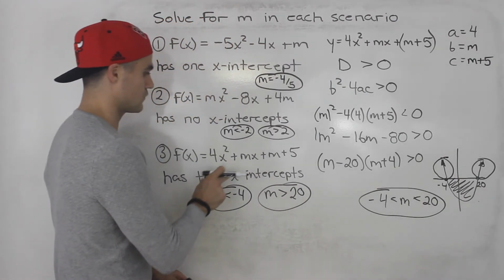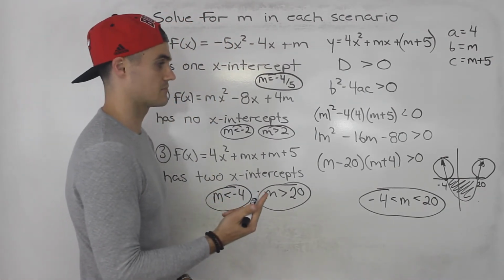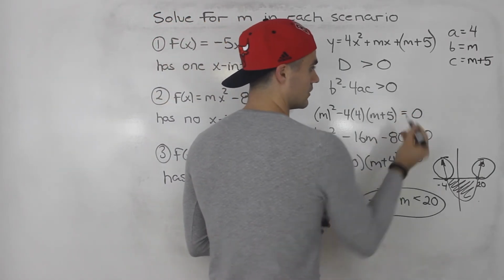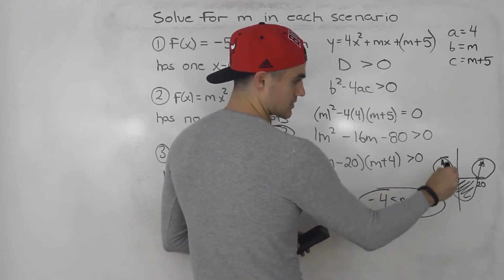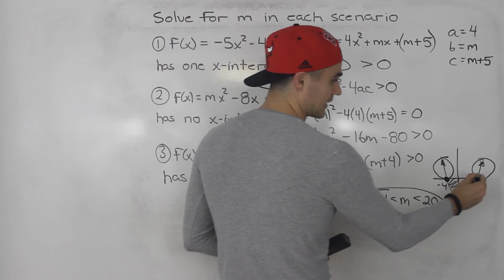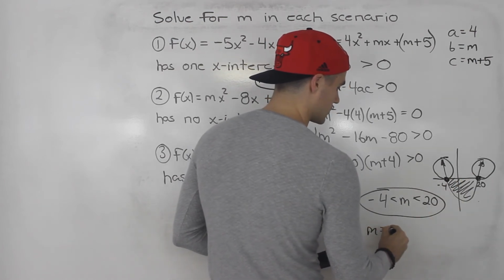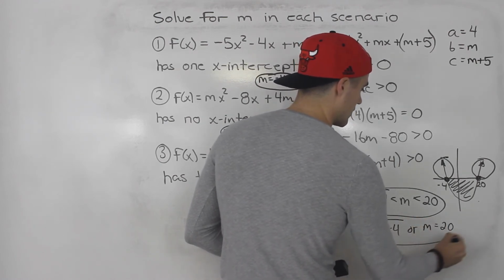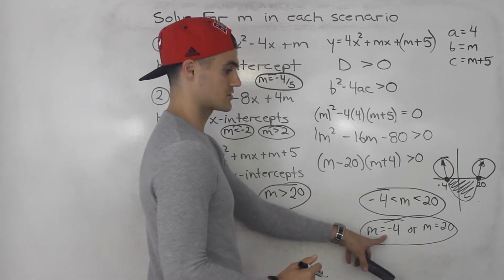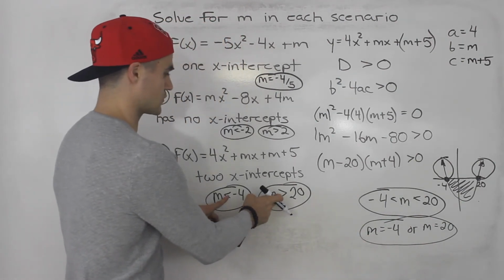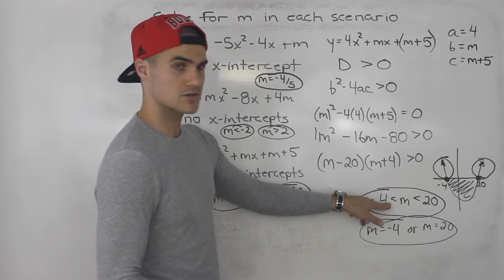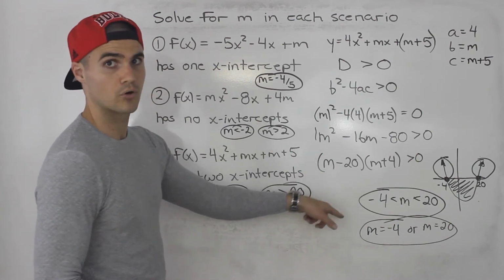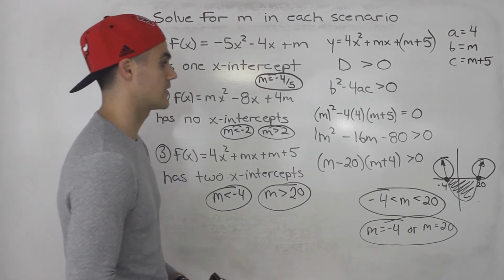What if they asked you for this quadratic to have one x-intercept? Well, that would be when the discriminant is equal to 0, and this quadratic here is equal to 0 at -4 and 20. So when m equals -4 or m is equal to 20, that would be the answer for one x-intercept, right? So this is the answer for two x-intercepts, no x-intercepts, one x-intercept. But they just asked us for two, so that's the answer, but I thought I would point that out in case they ask for all three in a question.